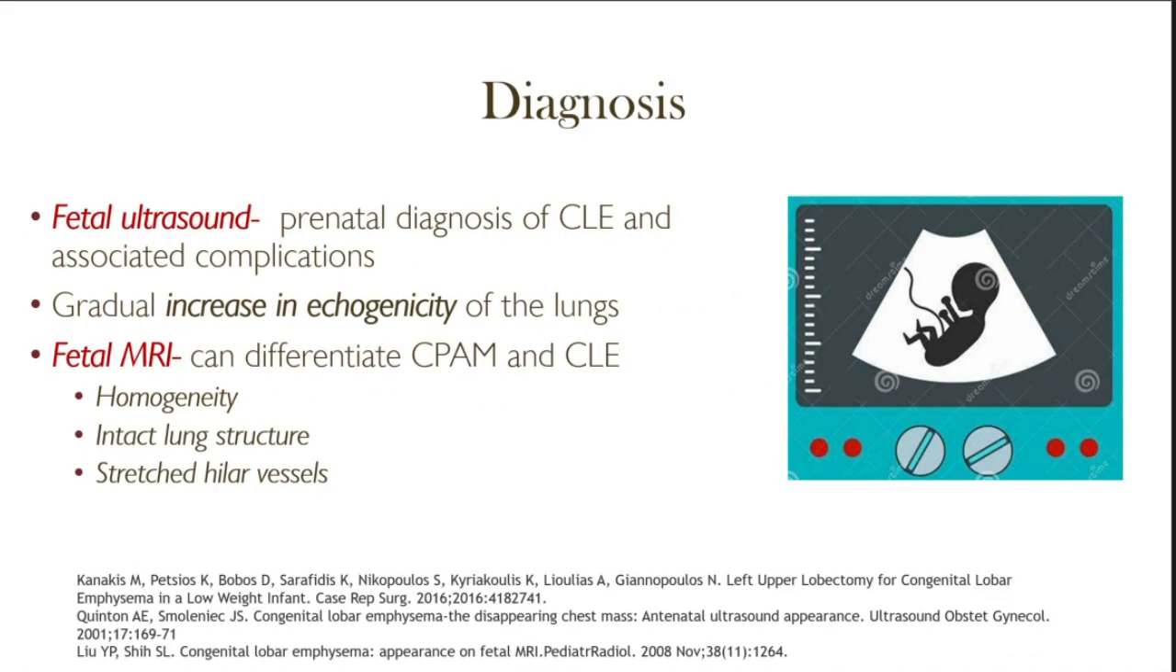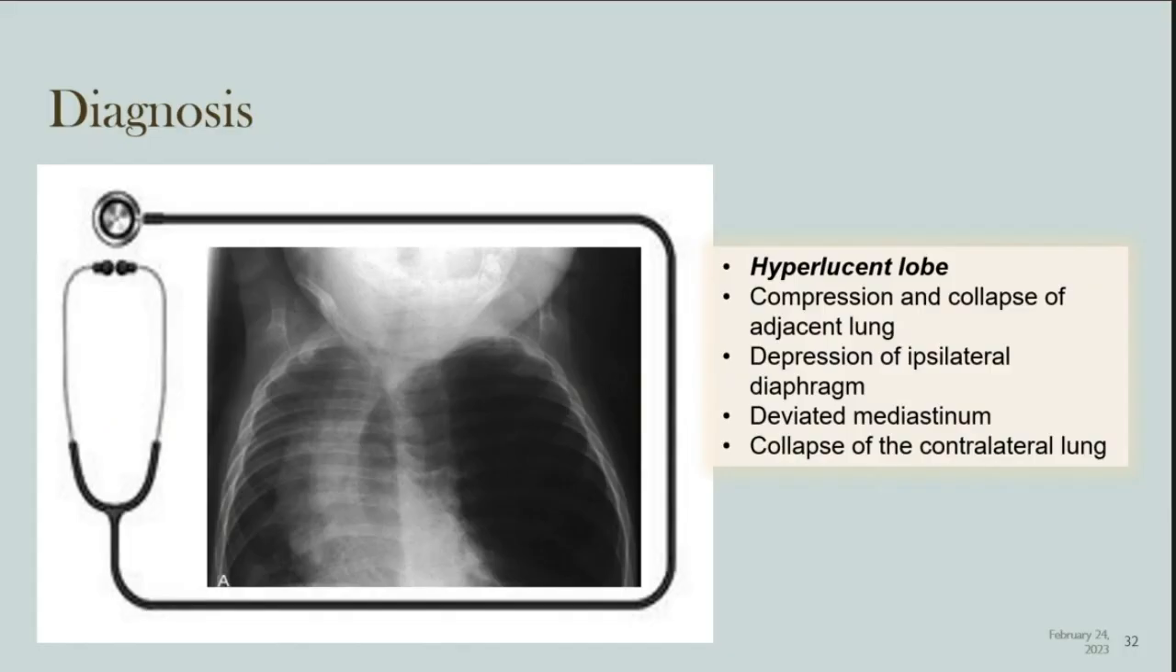Ultrasound and fetal MRI help prenatal diagnosis of CLE and associated complications. Ultrasound may demonstrate a gradual increase in echogenicity of the lungs. However, it can be too subtle, making the diagnosis difficult. Fetal MRI can differentiate CPAM and CLE because of its homogeneity and intact lung structure with stretched hilar vessels.